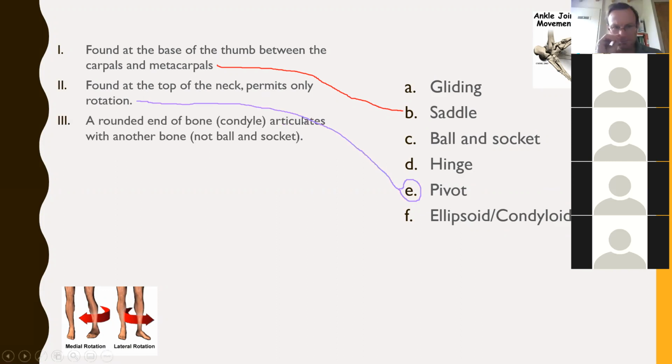So next up, the rounded end of a bone, sometimes known as the condyle, articulates with another bone. It's not a ball and socket. They don't allow rotation. So which of those is it going to be?